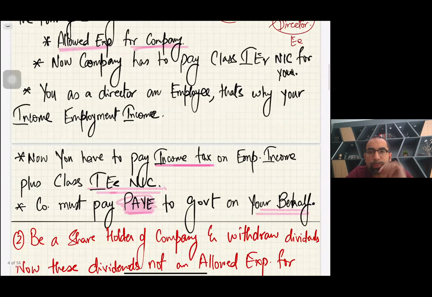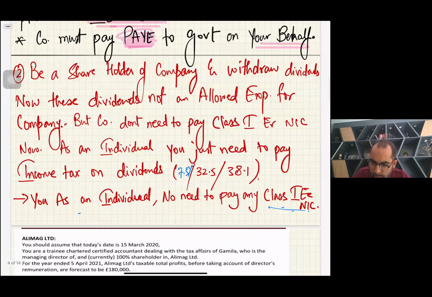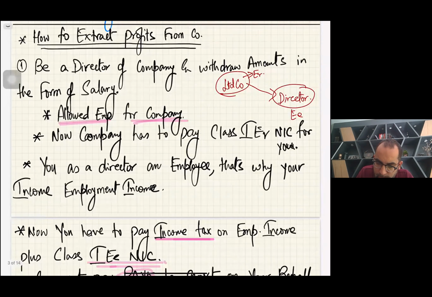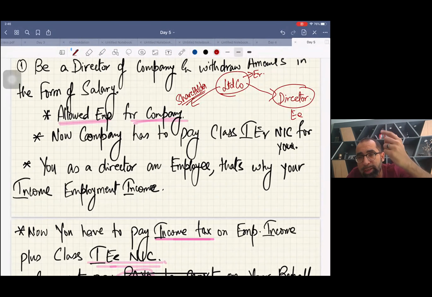Now, the second option, listen. You have formed the company and now you need to take out funds from the company. So the second option is you become the shareholder of that company. You are already the shareholder; you are definitely the single owner of that company. So now you can take out ordinary dividends from that company. You just declare yourself as a shareholder and take out ordinary dividends.